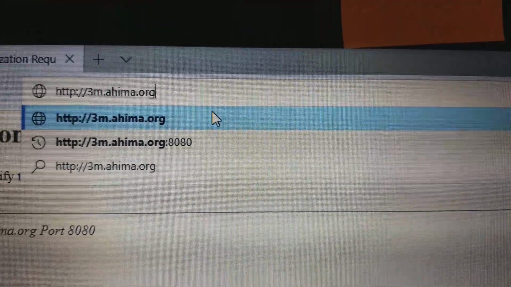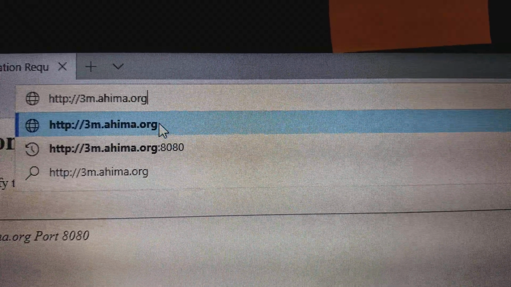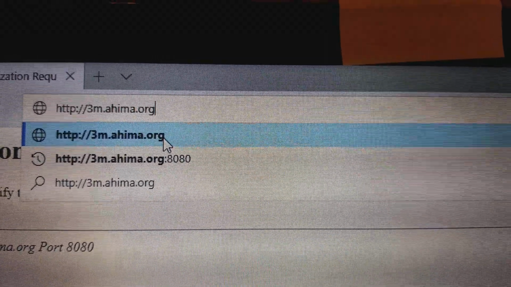Good morning, class. So I finally have the information for the 3M encoder. And in your address bar, you want this information here, which you will be able to copy and paste from the announcement I'm going to provide.